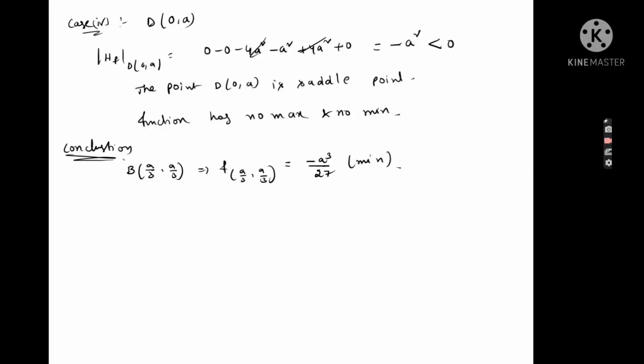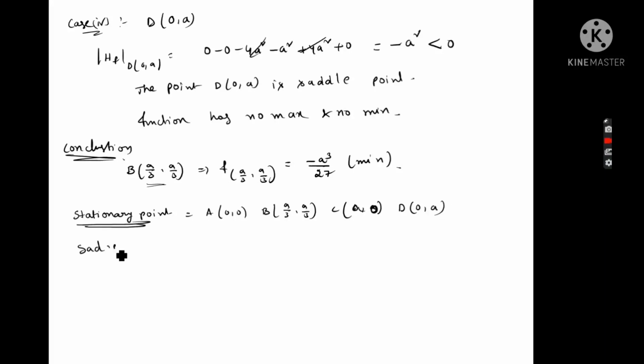So what is an extreme point? An extreme point is the point at which the function has either maximum or minimum. You just write it if they asked. If they mention it in the question, then you can write the conclusion step; otherwise, no need. What are the stationary points? (0, 0), B (a/3, a/3), C (a, 0), D (0, a). These are the stationary points.